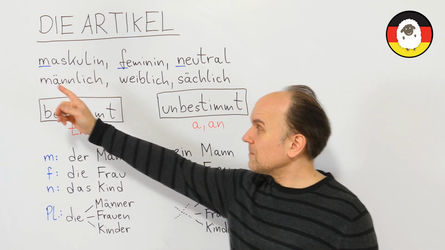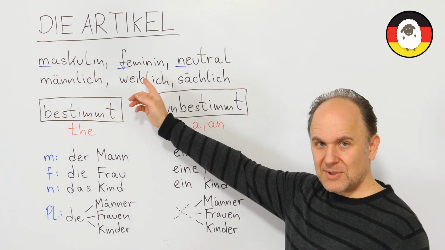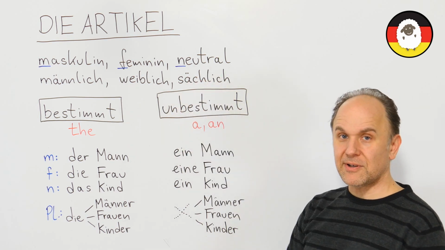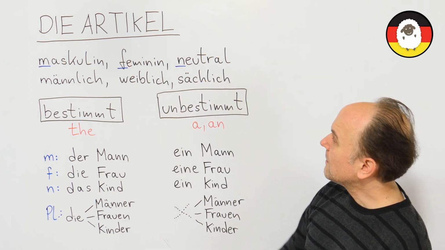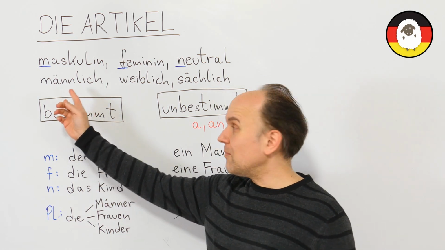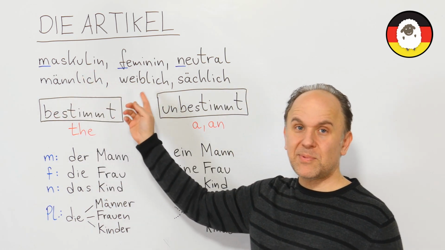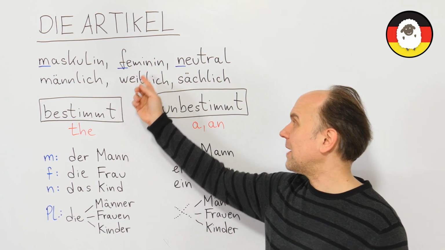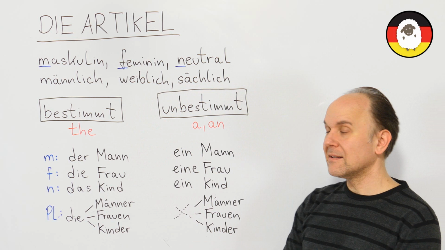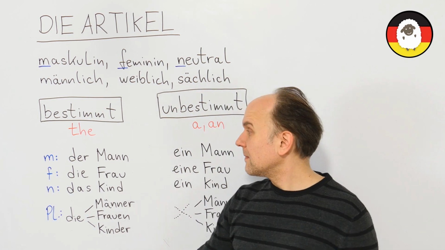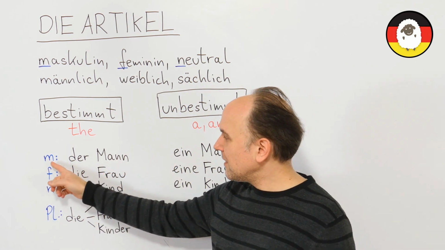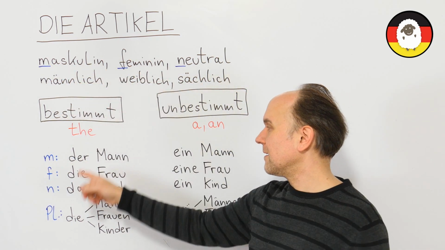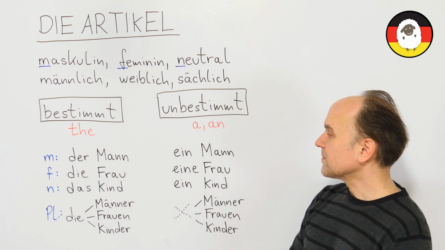Masculine, maskulin, feminine, feminin, and neutral, neuter. The German words are männlich, masculine, weiblich, feminine. This is where the word "wife" comes from, by the way. Weiblich, and sächlich, neutral. Usually when we abbreviate, we use the Latin terms: M, F, or N. This is how we abbreviate.